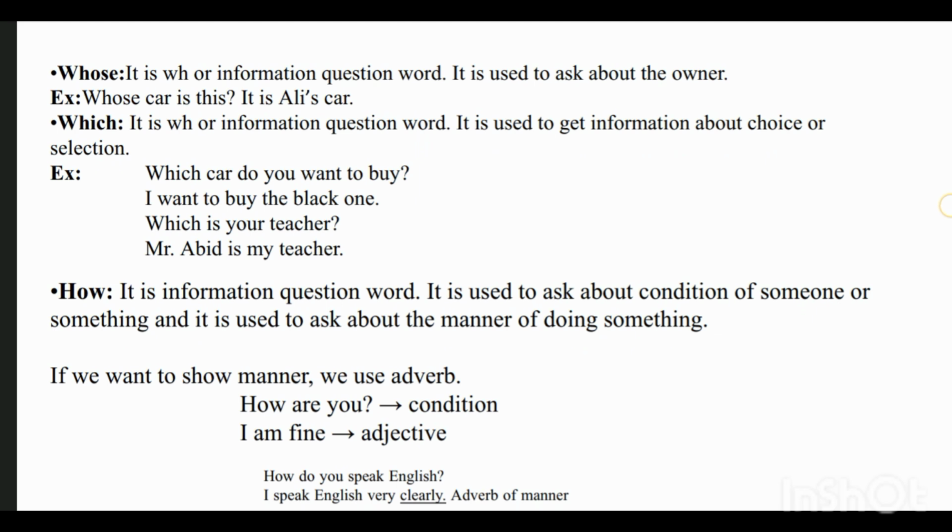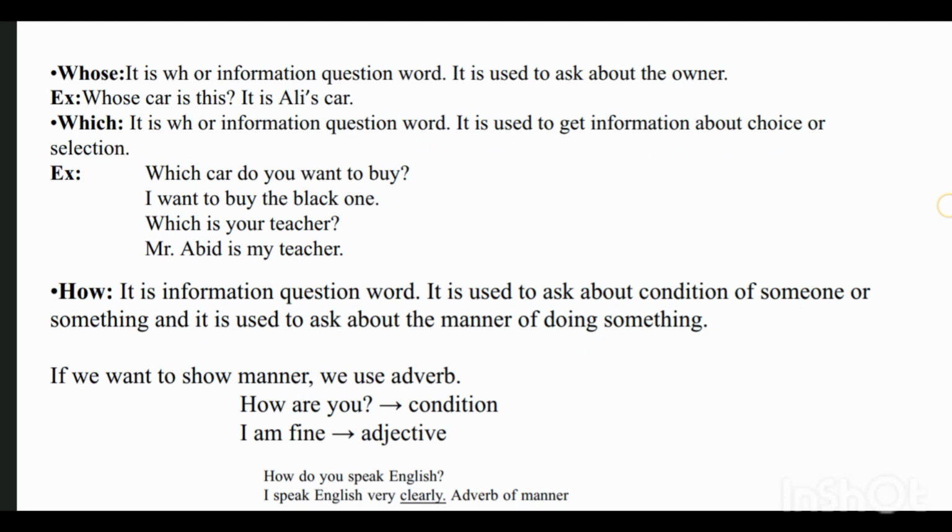Whose? It is a WH information question word. It is used to ask about ownership. Whose car is this? It is only a car.